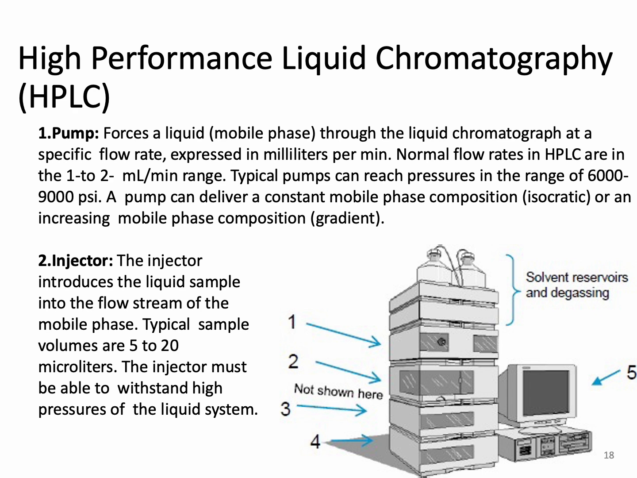A pump can deliver a constant mobile phase composition, which we call isocratic, or an changing mobile phase composition, which we call gradient. Now let's go over what an injector is. The injector in HPLC introduces the liquid sample into the flow stream of the mobile phase. Typical sample volumes are from 5 to 20 microliters. The injector must be able to withstand the high pressures of the liquid system.